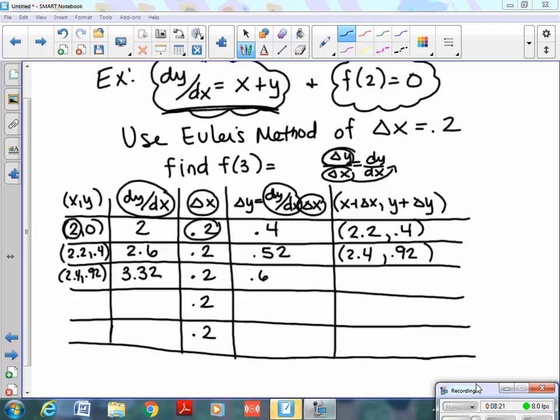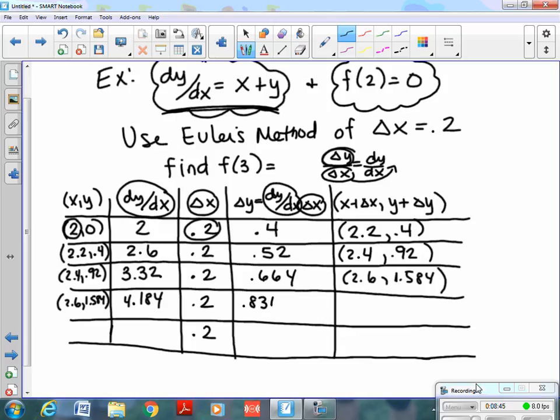This is 0.664. This ends up being 2.6. This ends up being 1.584. I'm going to do it again. This is 2.6 and 1.584 from the last column. Plug that into the derivative and get this. Multiply these 2 columns together to get 0.8368, and you get 2.8 comma 2.4208. Repeat one more time.